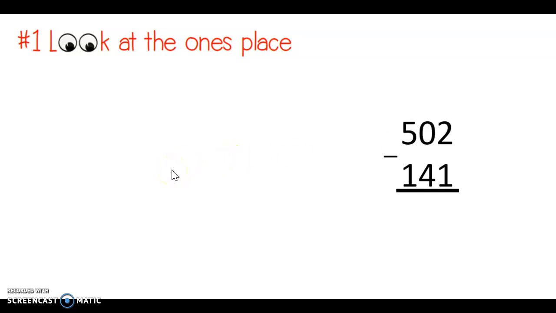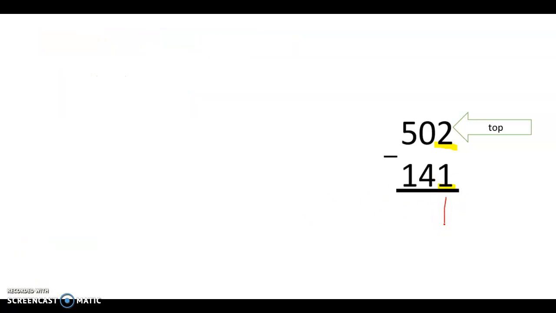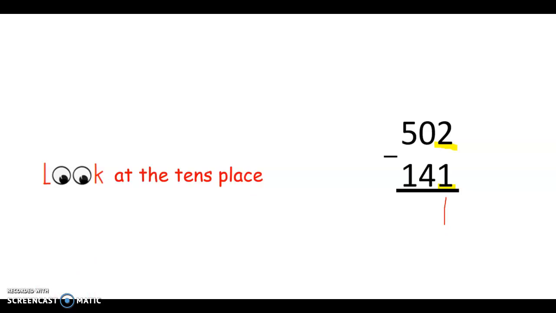So the first thing we're going to do is look at our ones place. I have 2 on top, 1 on the floor. Well, if there's more on top, no need to stop, just subtract. So I look at the top, 2 is more, 2 minus 1 is 1. All right, so now I have to look again, but this time I am looking at the tens place.